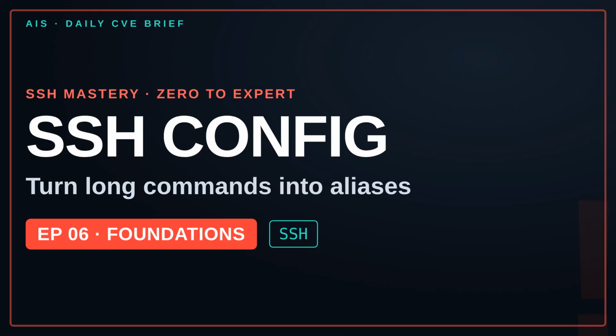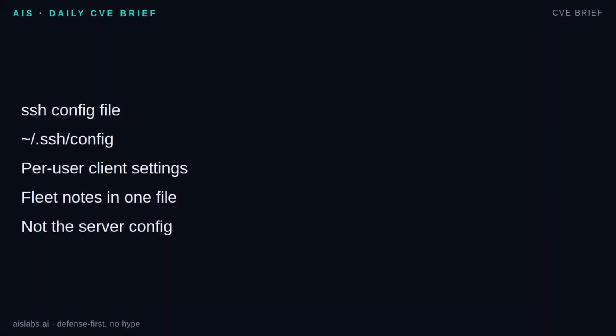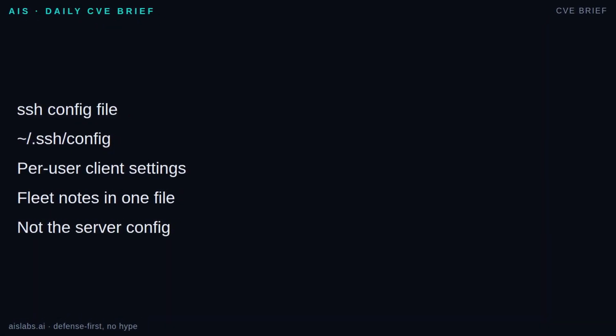Your shell history should not be your inventory system. Today, we replace that fragile line with 2 words: ssh web. The SSH config file is the client-side configuration file for OpenSSH. For your user account, it lives at ~/.ssh/config. This is not sshd_config, the server daemon config under /etc/ssh.